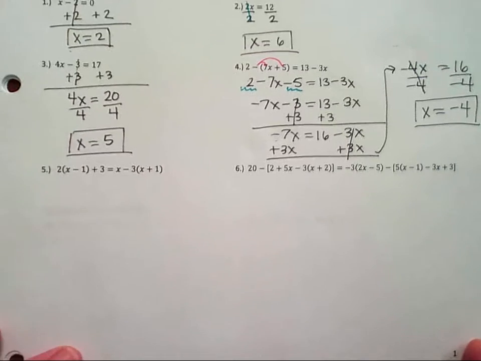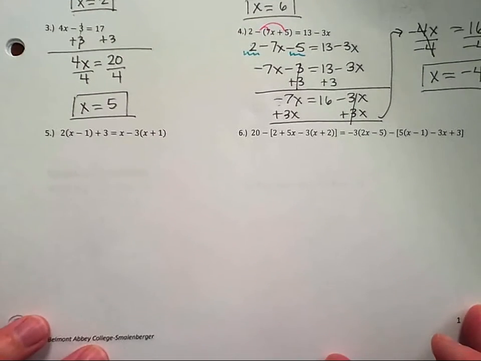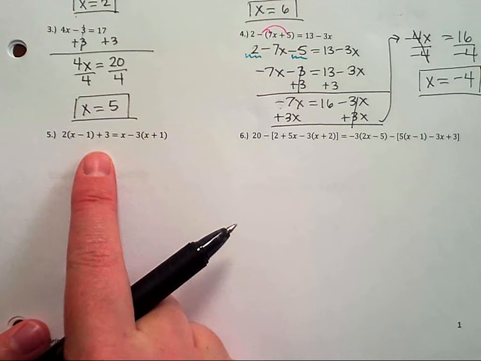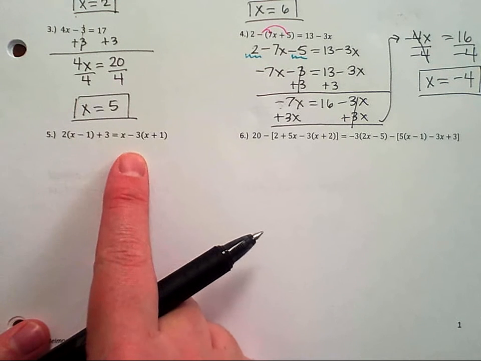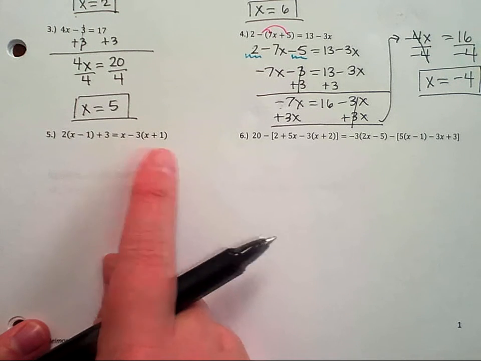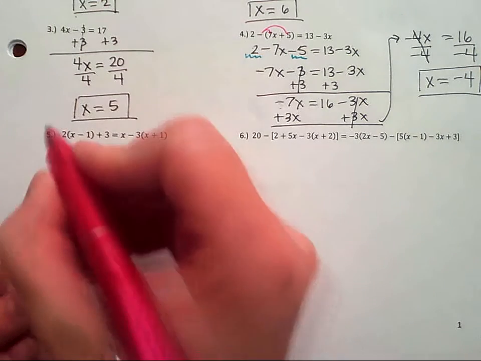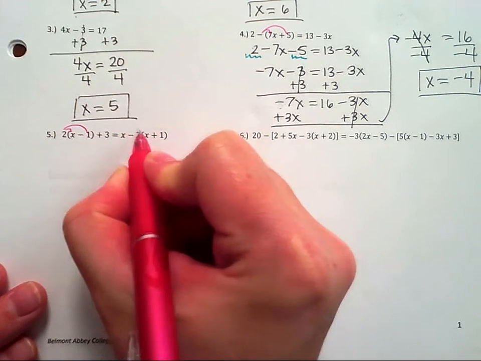All right, let's get started on number 5. All right, number 5 says 2 times x minus 1 plus 3 equals x minus 3 times x plus 1. So I see some simplification that needs to happen on both sides. So first I want to multiply or divide, and then I can combine my like terms. So I'll multiply or divide. You guys try to do it on your own.